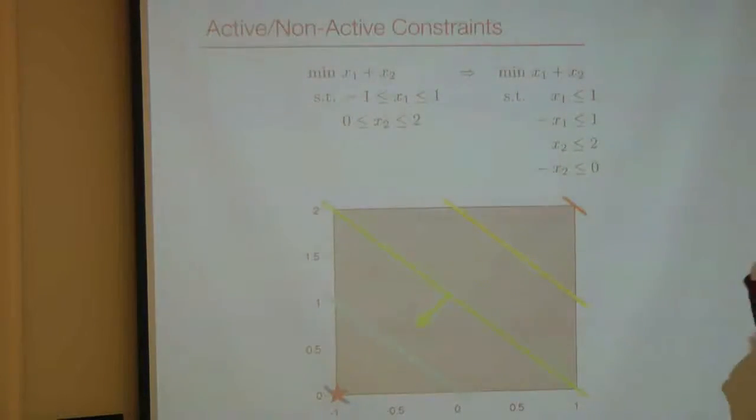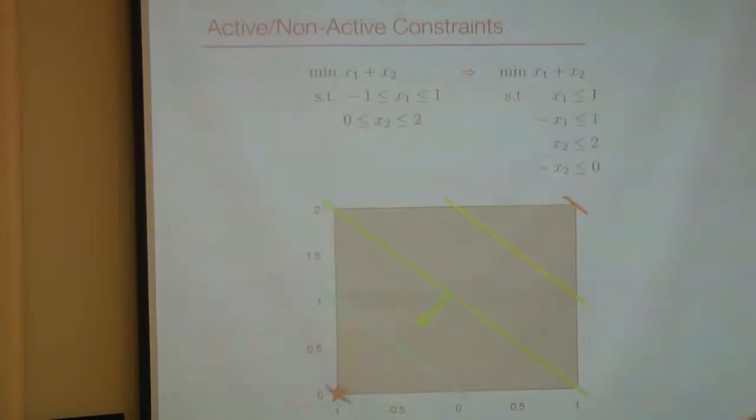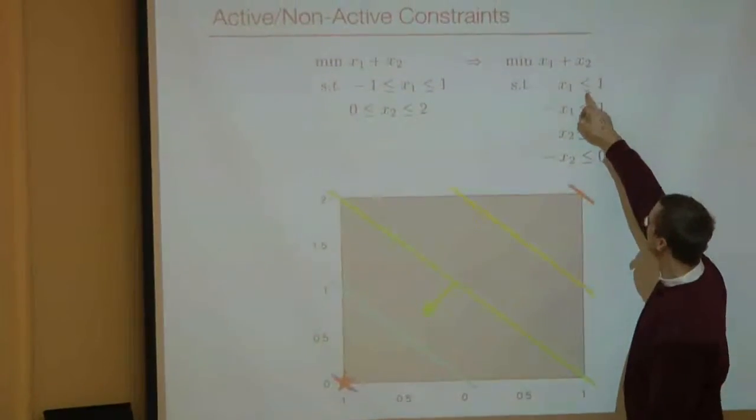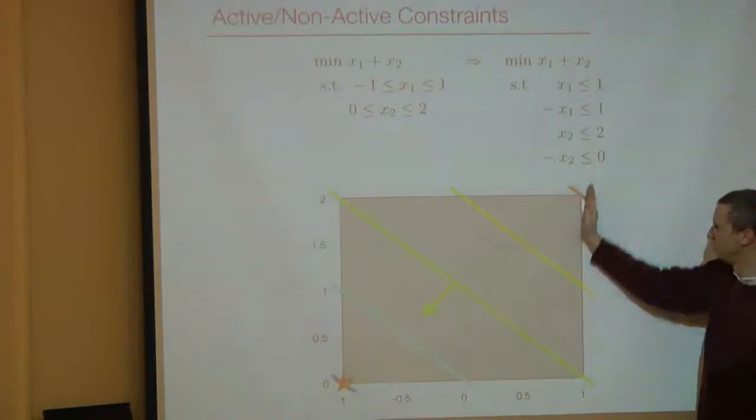And here is now where we can start distinguishing the constraints. Clearly, the optimum here, I mean, these are the 4 constraints. So x1 smaller than 1 is this constraint, right?